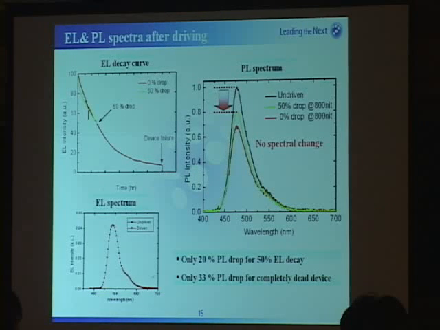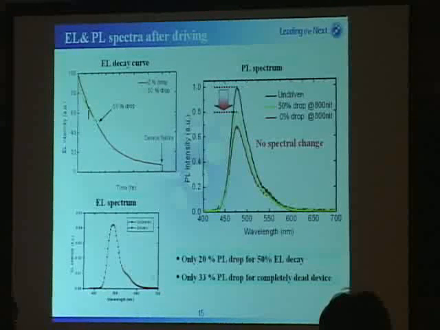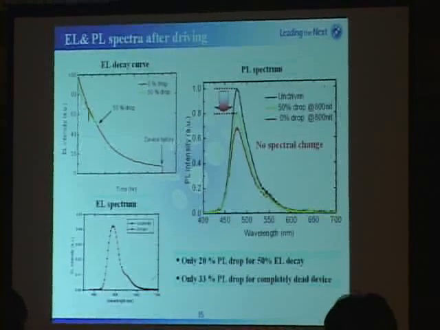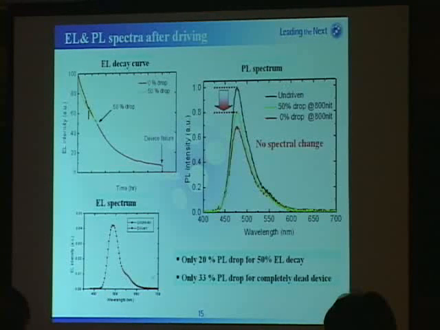The black curve is the undriven yield spectrum, the 50% drop is green, and the totally dead device is red. And also we can see no spectral change, as shown in these pictures. Even in a completely dead device, only a 33% drop appears. That means 2/3 of the light-emitting polymers are still alive in a completely dead device.